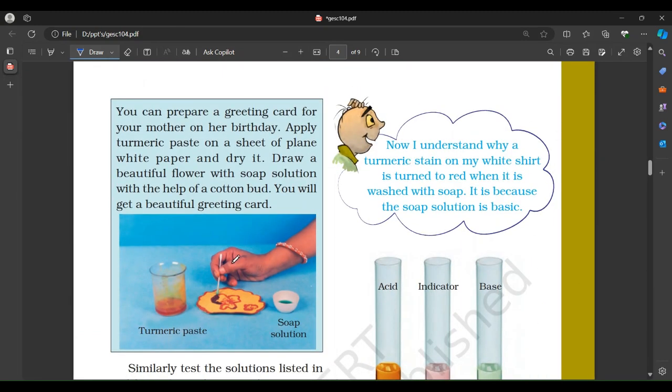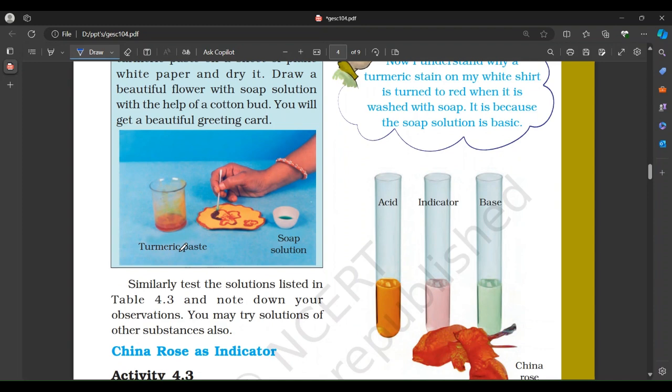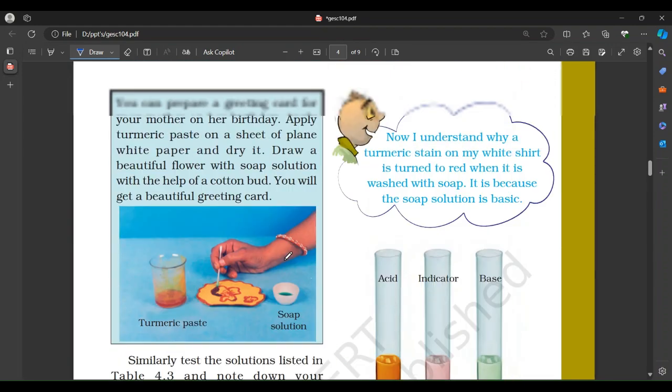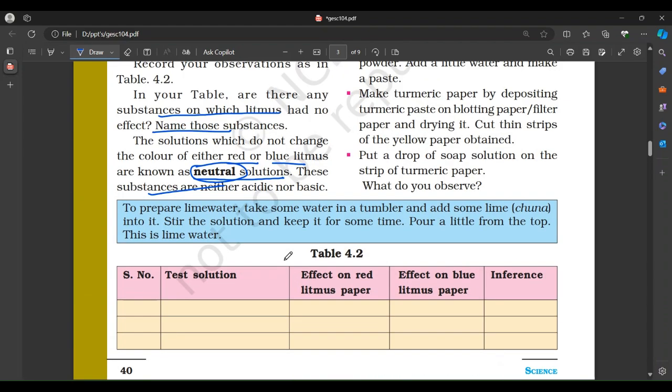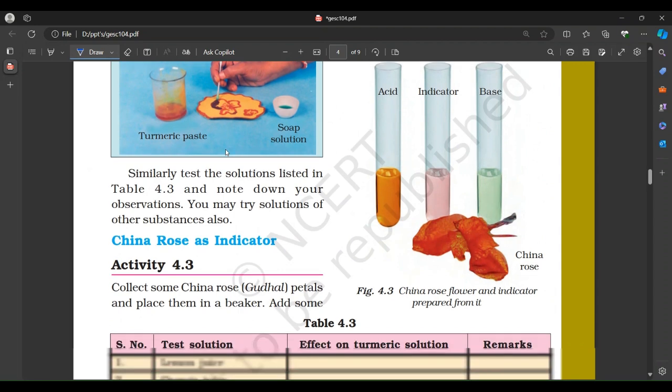So you can make a beautiful greeting card like that. See, turmeric solution and then soap solution. Draw anything with the turmeric solution and then fill that drawing with the soap solution, and you will get beautiful colors. This is just a reaction between turmeric solution and soap solution. So turmeric acts as an indicator, a natural indicator. Now here it is turning into which color? Blue color, which means the soap solution is basic in nature, right?